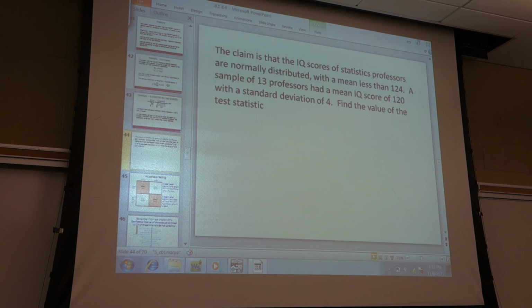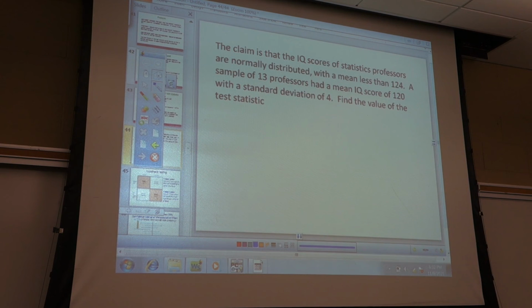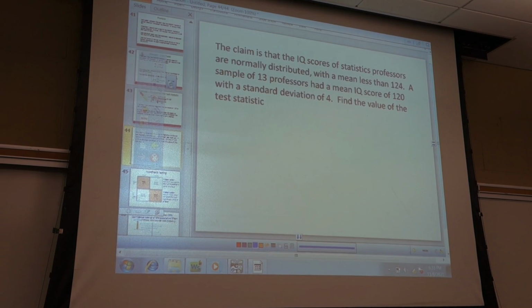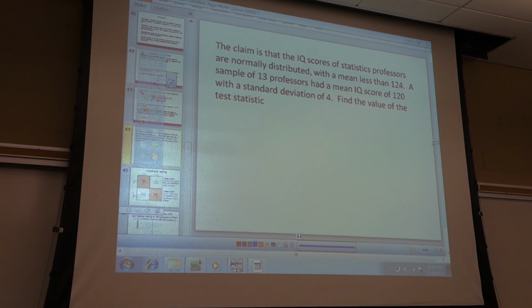Okay, so first, the claim. And here's your claim. So do this problem. Problem 5. Is it a proportion or a mean? How do you know it's a mean? It says mean. And it says standard deviation. There you go. So you're going to use the mean and standard deviation formula, right? Don't use proportions.